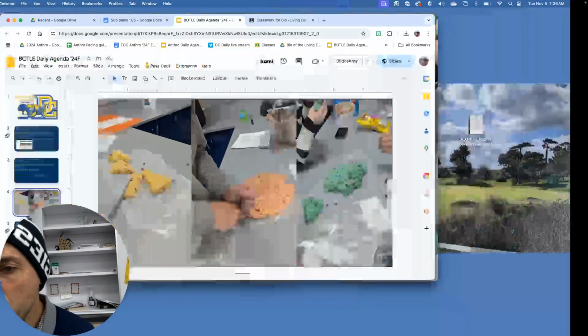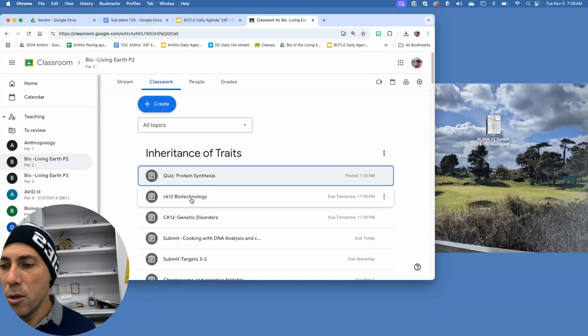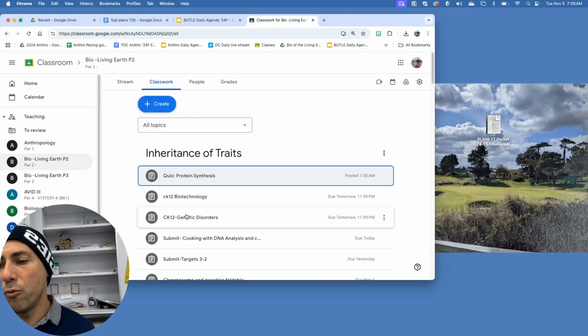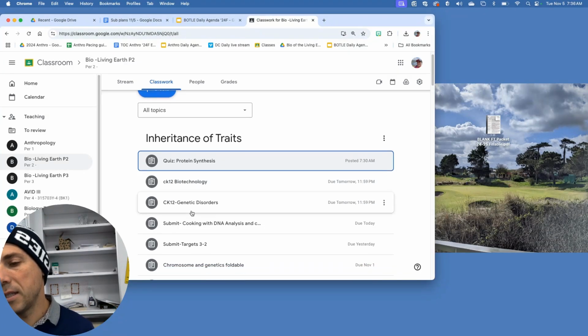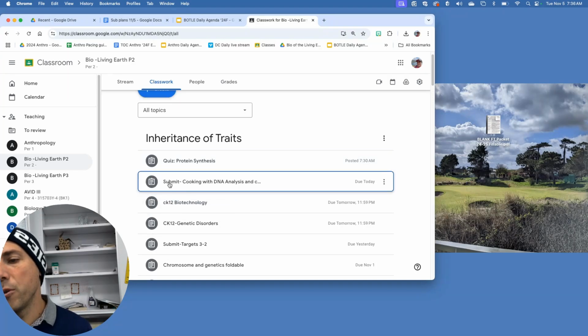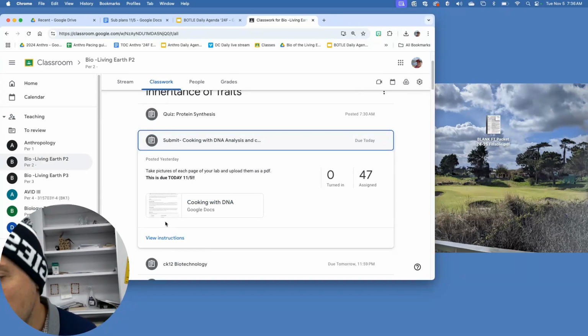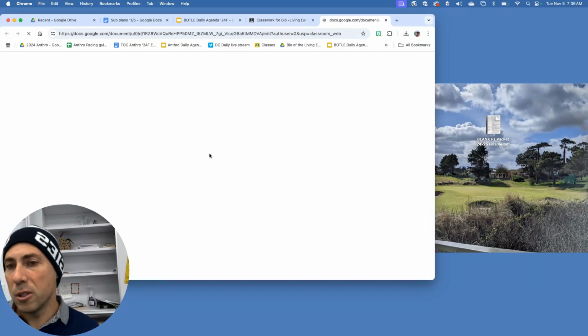So you are going to do a couple things. You've got your protein synthesis quiz, if you turned in those targets. You've got biotechnology and genetic disorder readings. Those are kind of the last thing to do. Really important, I'm going to put this at top. Submit cooking with DNA analysis. This is going to be a summative. I'm going to grade it as a summative. So make sure you look closely.